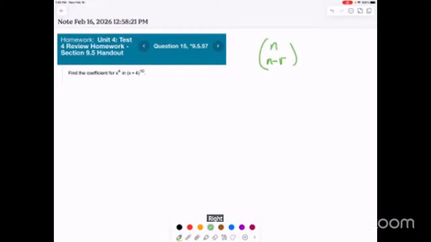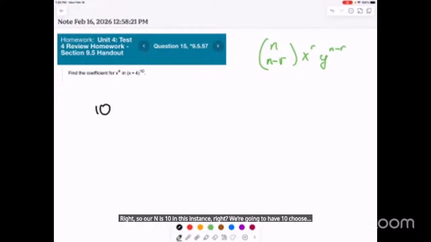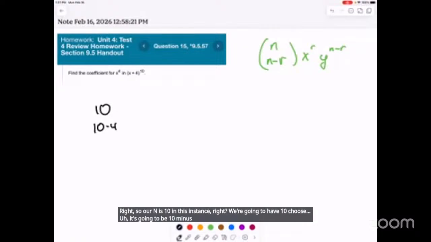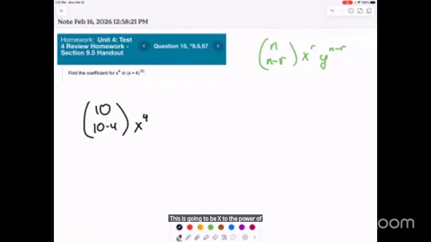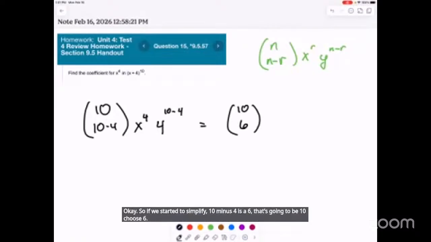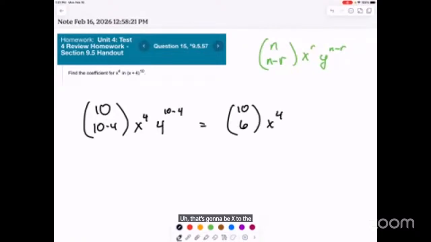All right, so our n is 10 in this instance. We're going to have 10 choose 10 minus 4, x to the power of 4, and then our y in this instance is 4, to the power of 10 minus 4. So if we start to simplify, 10 minus 4 is 6. That's going to be 10 choose 6, x to the 4, and then it should be 4 to the power of 6.